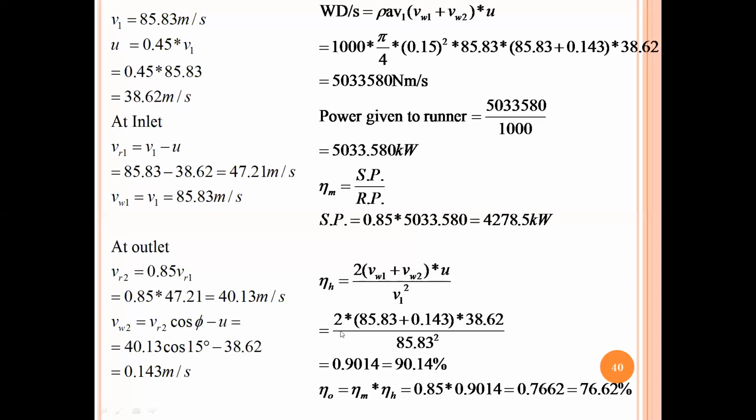Now, like the previous problem, I'm calculating the hydraulic efficiency: 2 into (VW1 plus VW2) into U by V1 square. If I substitute it, I'll be getting hydraulic efficiency as 0.9014, that is 90.14%. And the last thing they have asked is the overall efficiency. Overall efficiency is mechanical efficiency into hydraulic efficiency. If I multiply these both, I'll be getting 0.7662, that is equal to 76.62%. So we come to the end of today's class. Thank you.